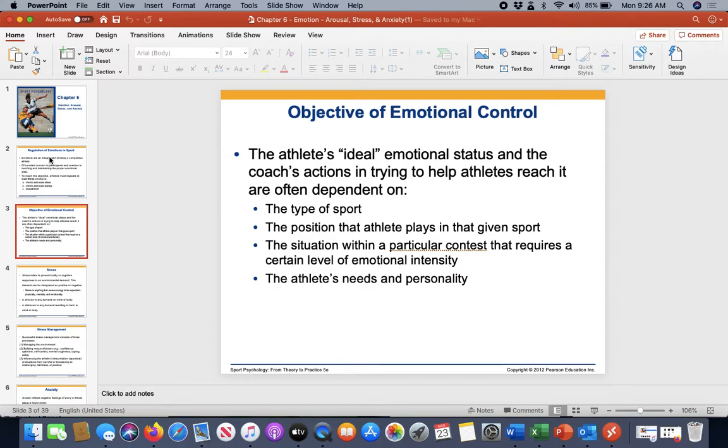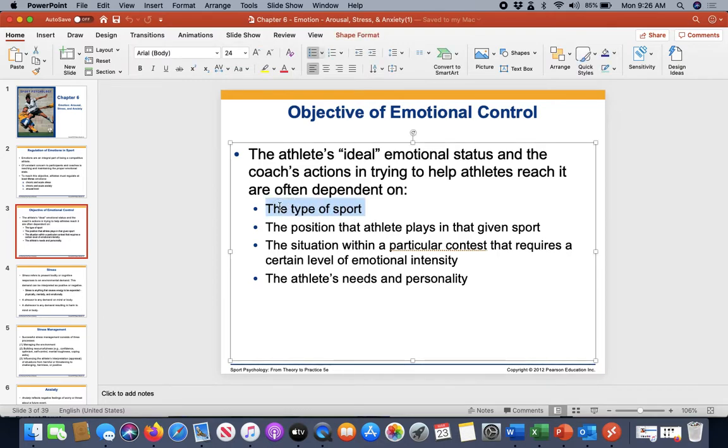Well, it's kind of a loaded question, like what really is ideal? The thing about it, though, is that it really does depend. It definitely depends on the type of sport. If you have a football player, they are going to have an ideal amount of emotional control versus somebody who is playing basketball, baseball, or soccer. Okay, now, are there similarities in some of that? Sure. All right.